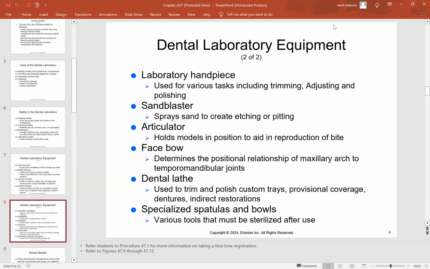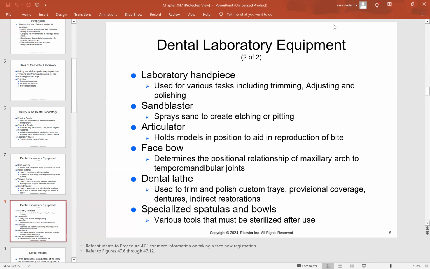We also have our laboratory handpiece. They're used for various tasks, including trimming, adjusting, and polishing outside of the oral cavity. The sandblaster is going to spray sand and create an etching or pitting effect. The articulator would be used to hold our models in position to replicate the bite. The facebow is going to determine the positional relationship of the maxillary to the TMJ.